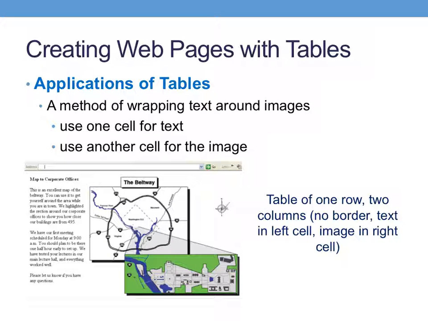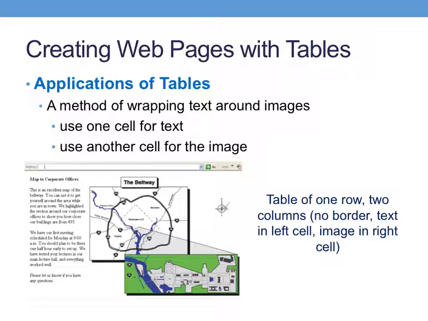There are quite a few different applications for tables, and one of the most popular ones is it's simply a really, really easy way to wrap text around images. And I know that we've talked about image wrapping and how we can get the alignment so that the text wraps around it perfectly, but a table makes it really, really easy.